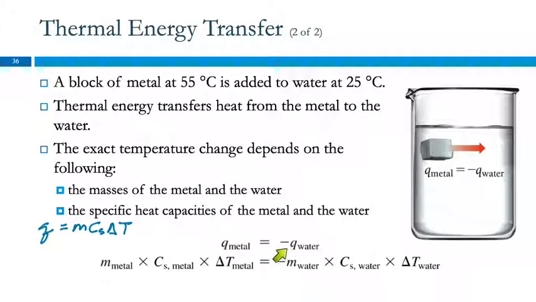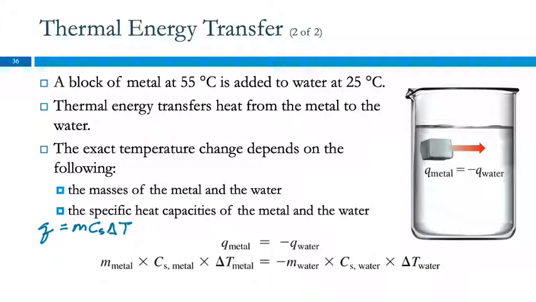We can calculate for the water. Let's just ignore the negative sign for a minute. Q for the water is equal to the mass of the water times the specific heat capacity of the water times the temperature change of the water. The temperature of the water is going up, so its delta T is positive. So this was a negative number. Q water is a positive number. How can Q metal equal negative Q water?